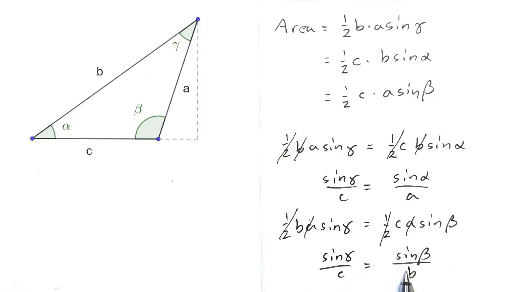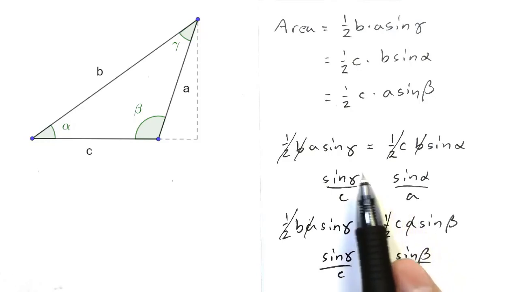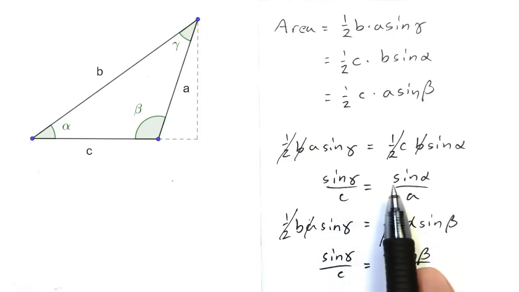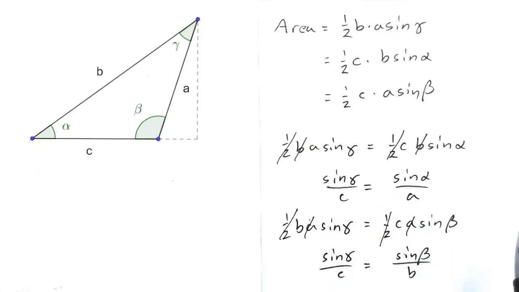But now we've proven the law of sines. As you can see, sine of gamma over C equals sine of alpha over A. And sine of gamma over C equals sine of beta over B. So that means sine of alpha over A has to also equal sine of beta over B. All of these are equal to each other. That proves the law of sines.